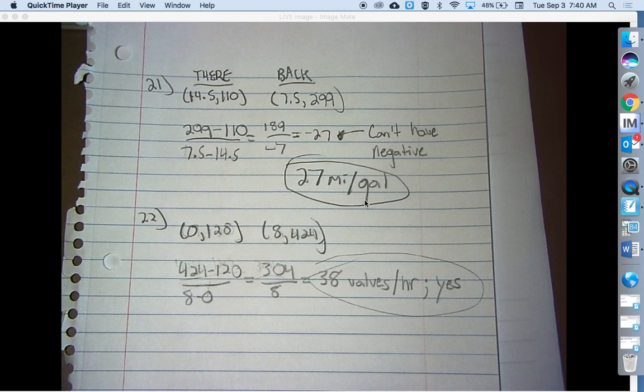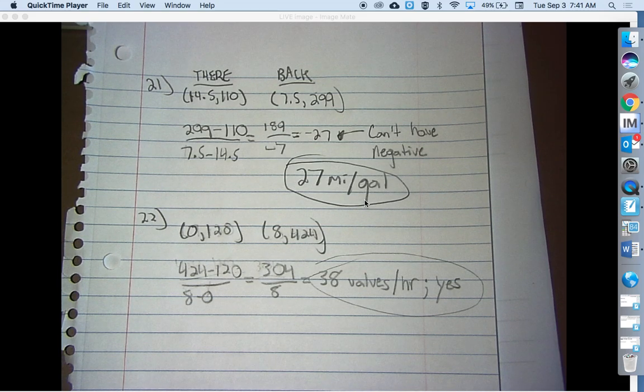Number 21, it says, on Friday you left for a weekend camping trip with 110 miles on the odometer with 14.5 gallons of gas in the tank of your car. When you returned on Sunday, the odometer read 299 miles and you still had 7.5 gallons of gas left. What was the fuel efficiency of your car on this trip?